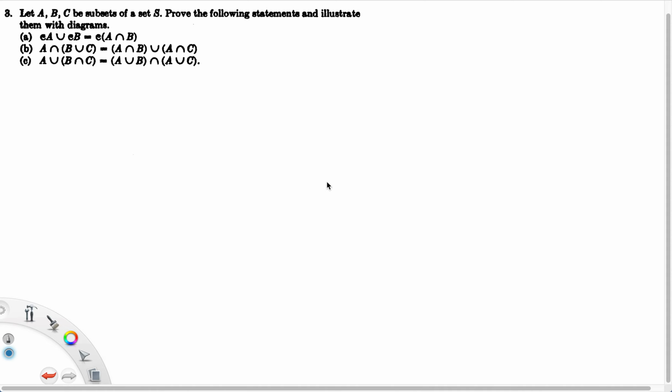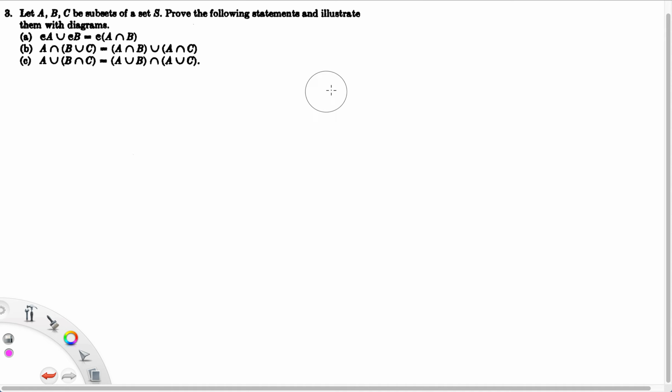Welcome back to Metaphor Math, and we're on to problem 3a in Rosenlicht's Intro to Analysis. They're asking us to both prove the following statements and illustrate them with diagrams, but I'm going to illustrate the diagram first here, just to motivate our proof.